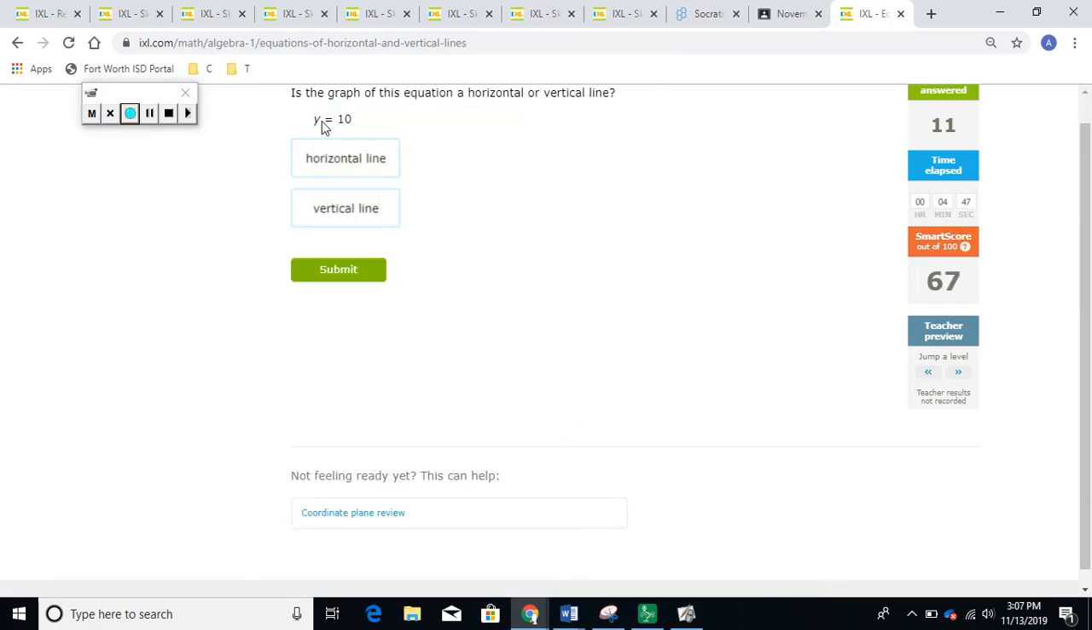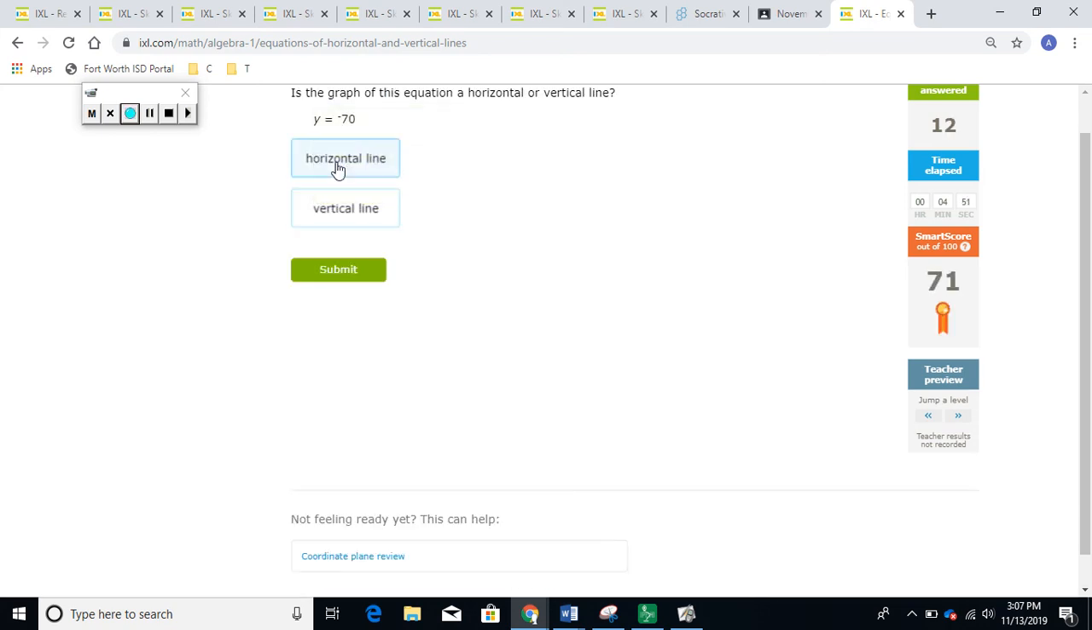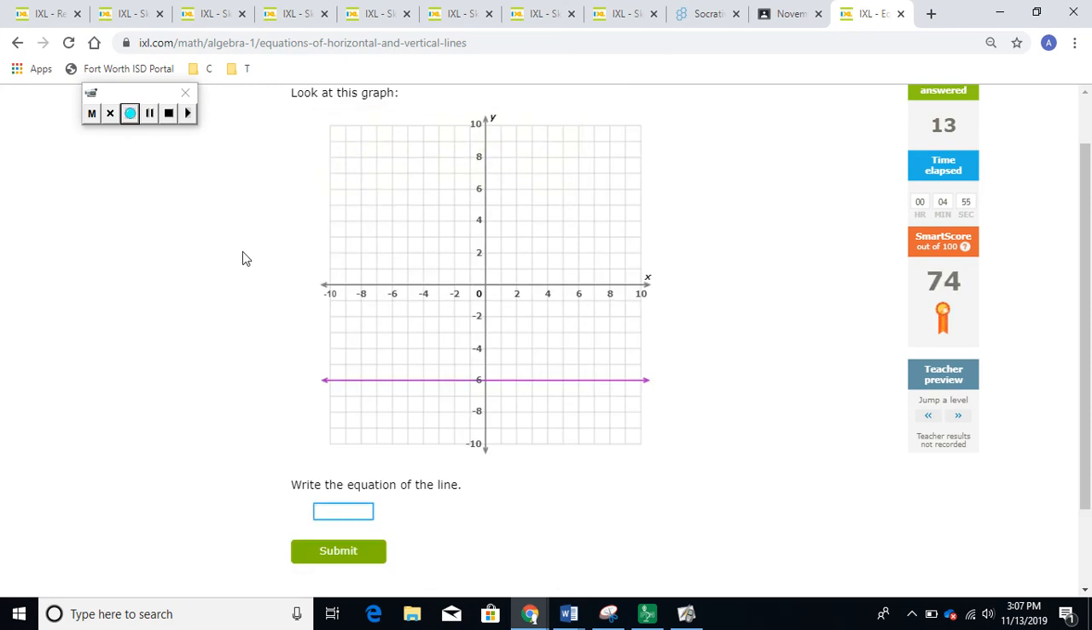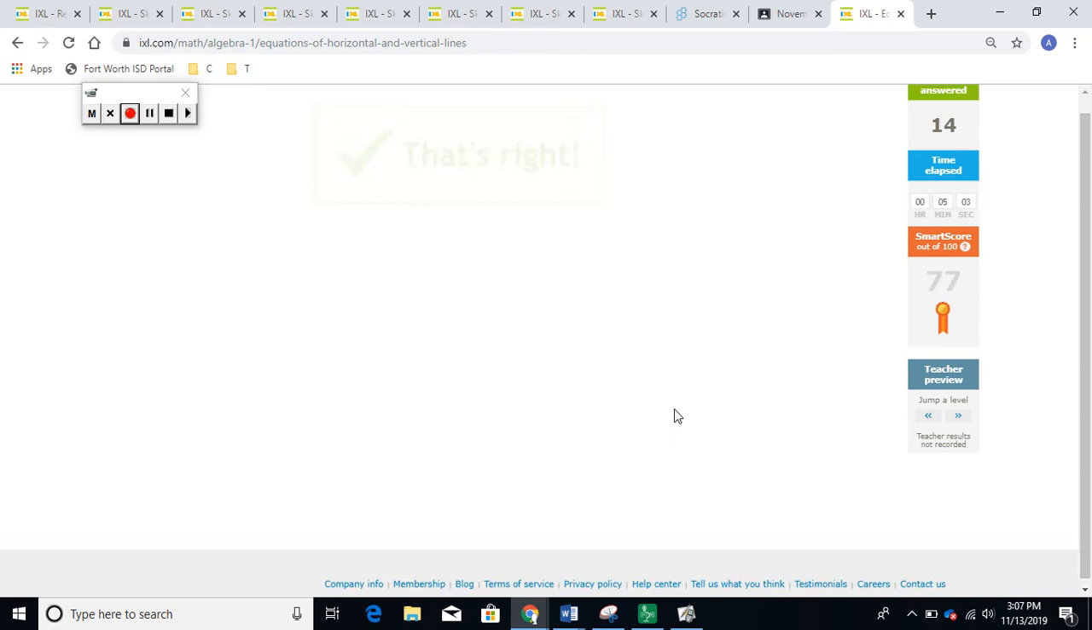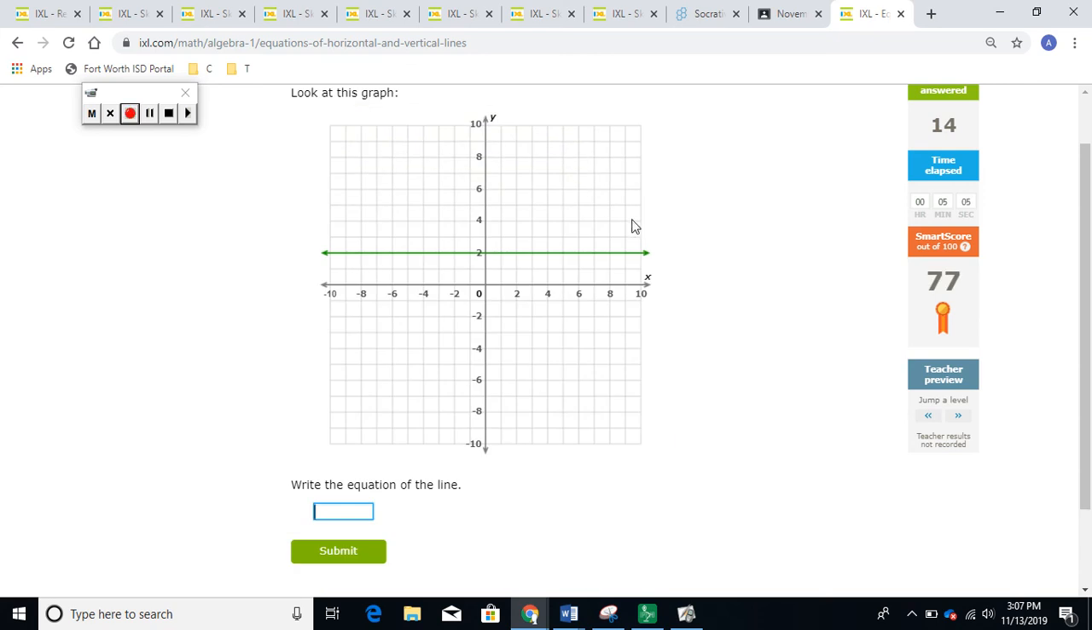Okay, this one's y equals. There's no x. That's a horizontal line. Another horizontal line, so y equals passes through negative 6. Make sure you don't mess up with the negatives and positives like I did. Another horizontal line, so y equals 2. How do I know? Because it passes through 2.